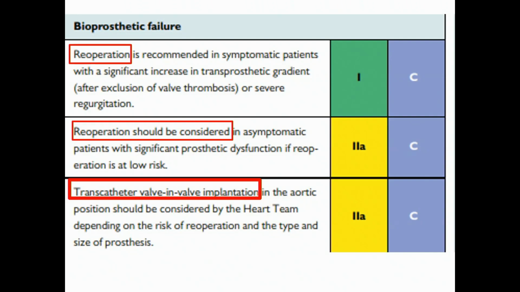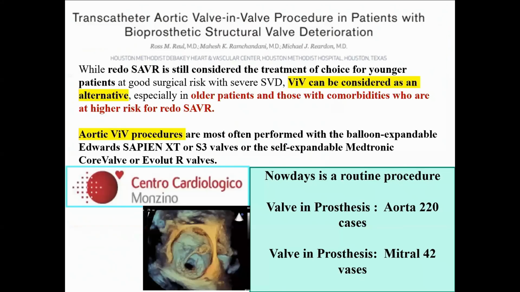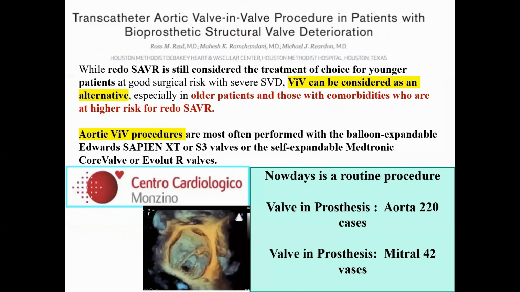Reoperation should be considered in a symptomatic patient with significant dysfunction if reoperation is at low risk. And finally, transcatheter valve-in-valve implantation is in class 2A. But this is a new trend.